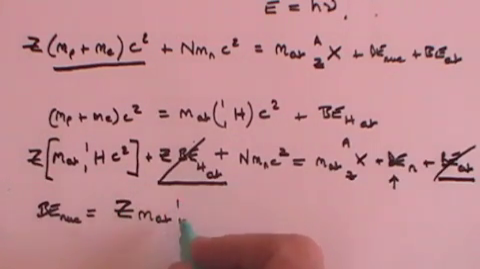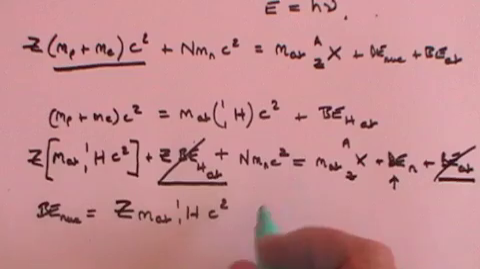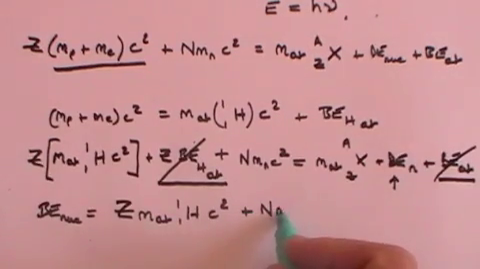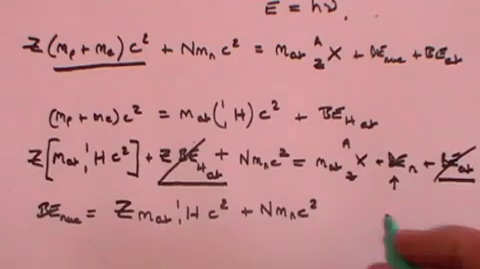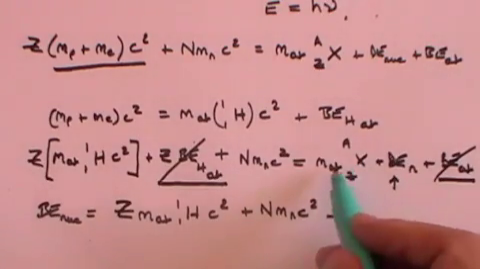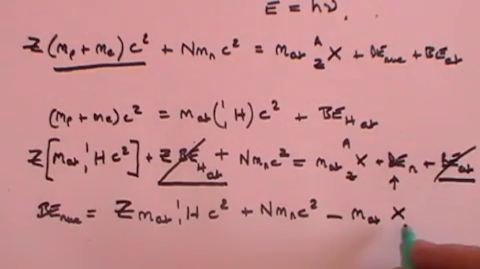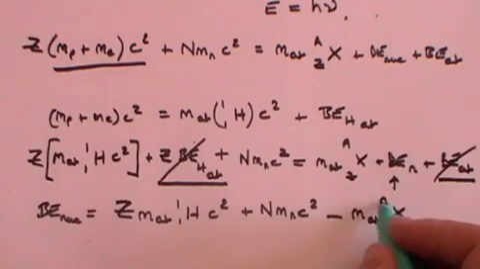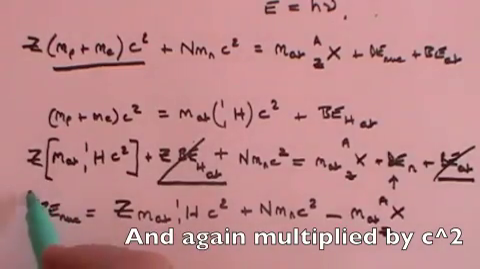So now we can rewrite our formula with binding energy is equal to Z times the atomic mass of hydrogen times c squared plus N times the mass of a neutron times c squared, so the number of neutrons times the mass of a neutron times c squared, minus this term here, the atomic mass of the element X with Z protons and A nucleons. And that's it.